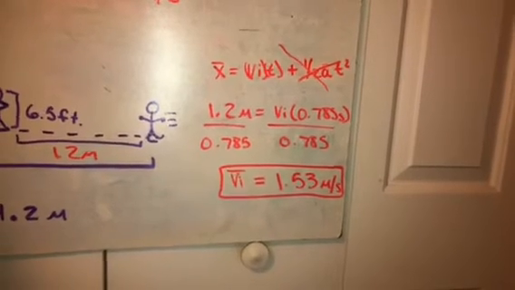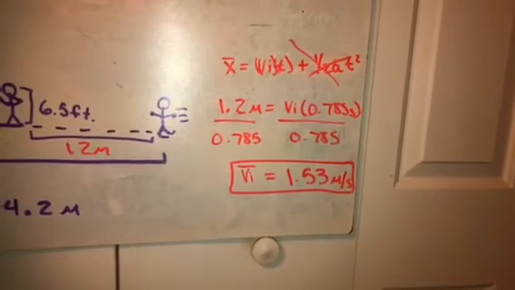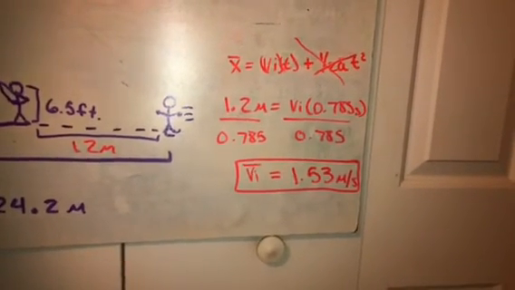So using algebra, we have to divide by 0.785 seconds on either side, which gives the answer of the initial velocity being 1.53 meters per second.